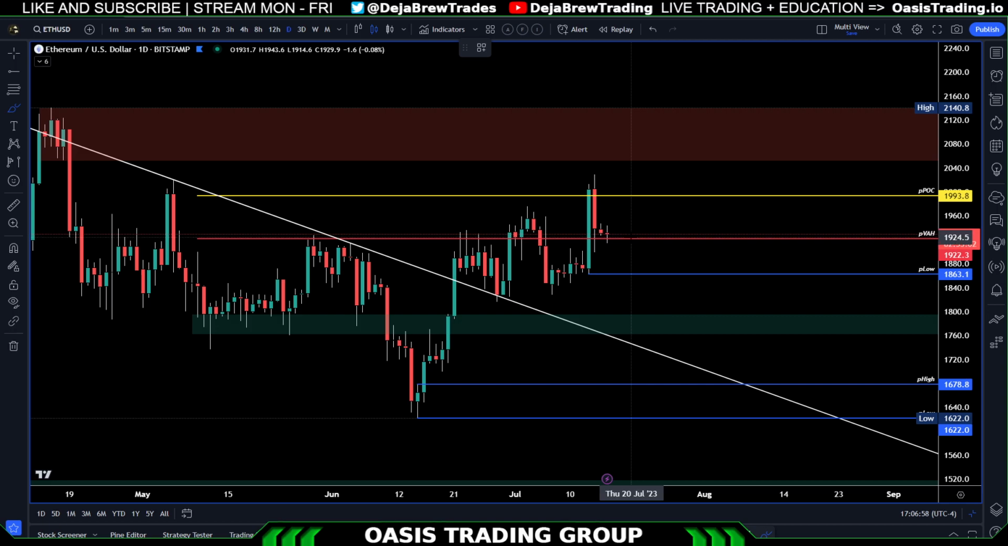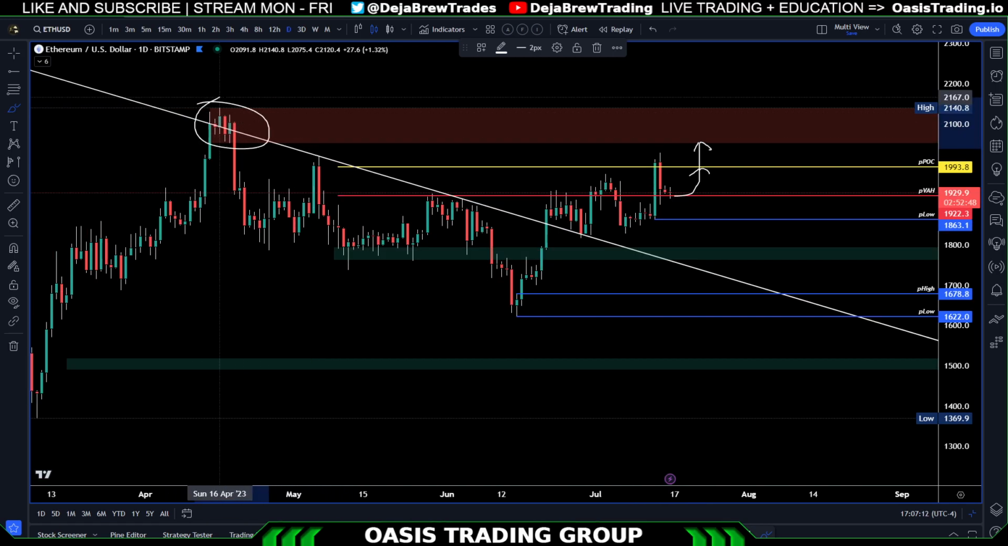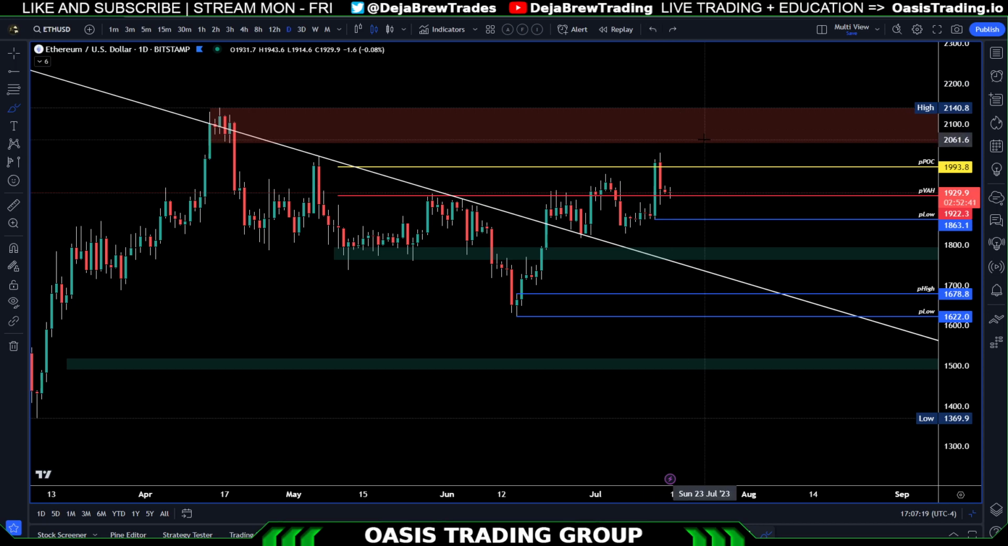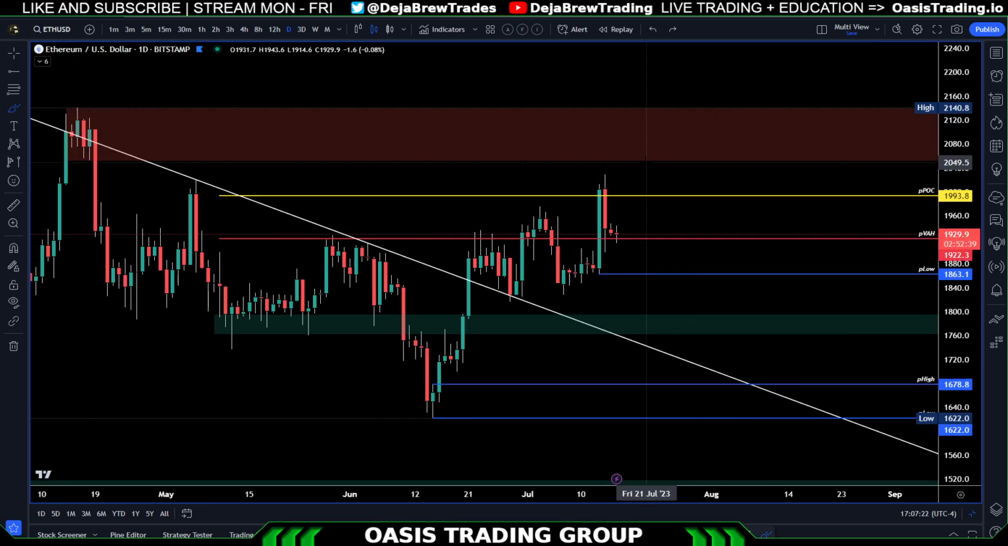If they can stay above 1920, we already tested this value level at 1993, so look for a break of that into 2000 or possibly into 2050. And we still have a little bit of value around that area from 2050 to 2150. Okay, so look for untested value, which in this case would be around 2050 if we can start breaking and holding above that high. So above like 1960, we need to bounce off 1920 as well.